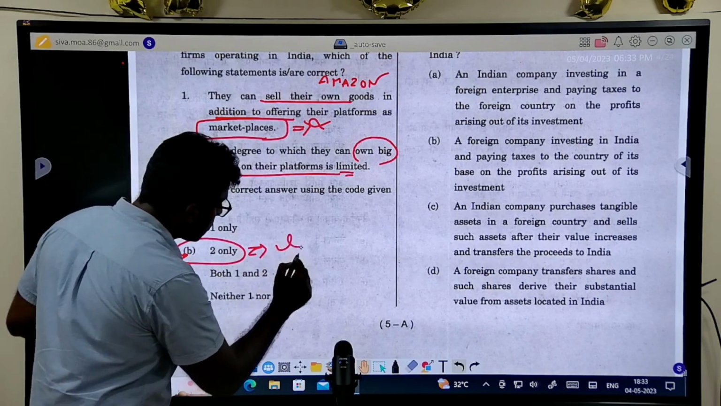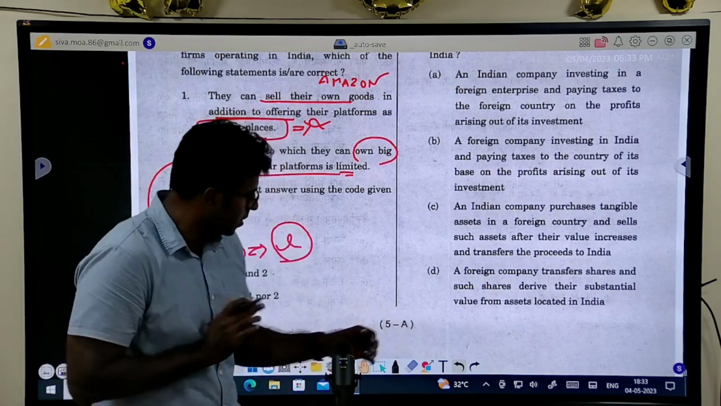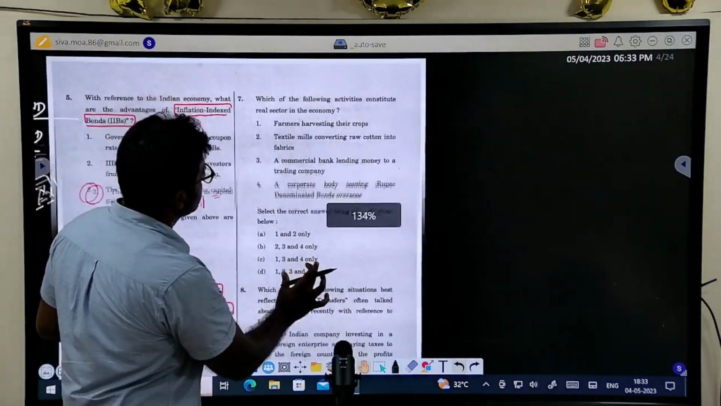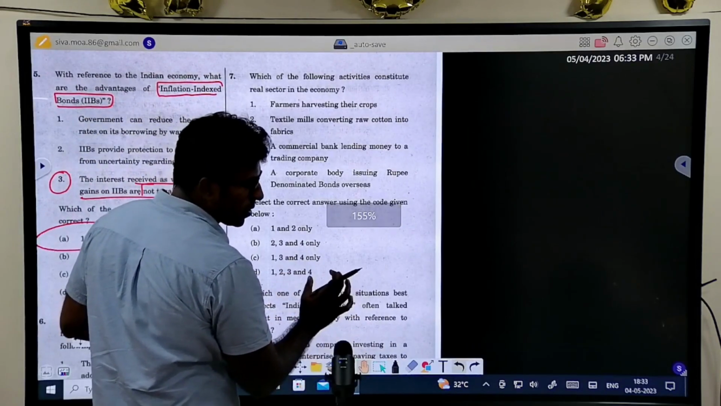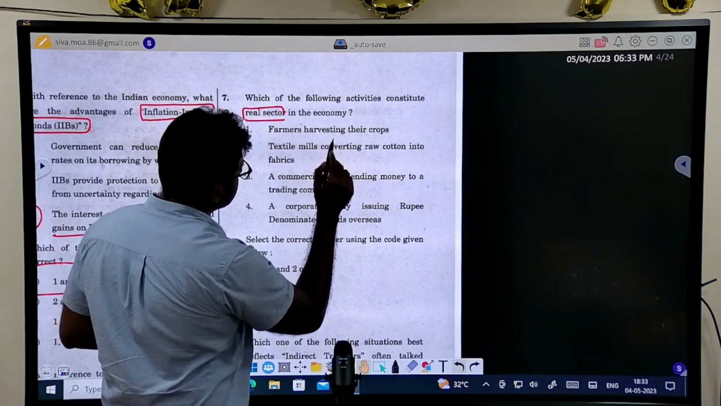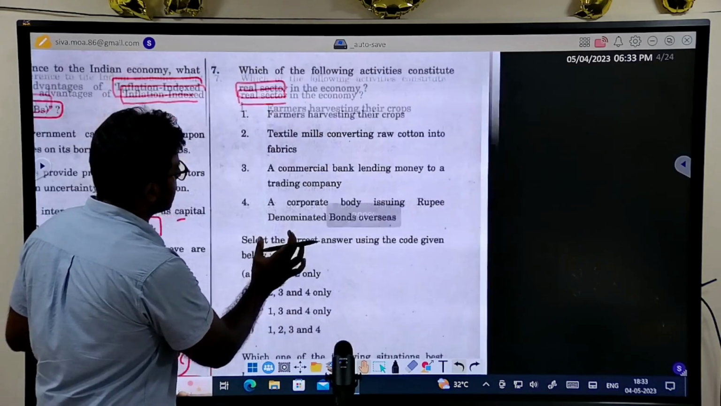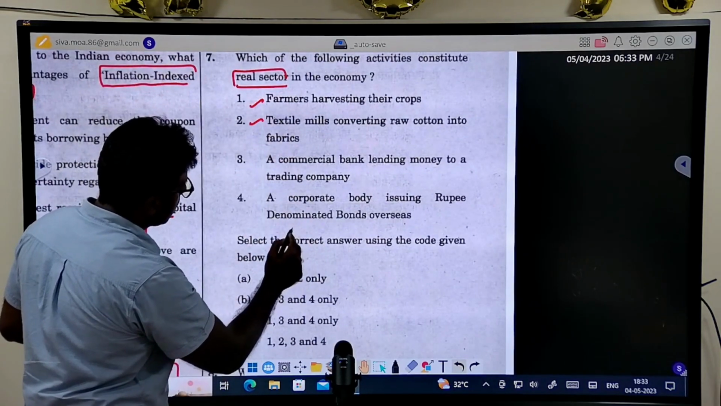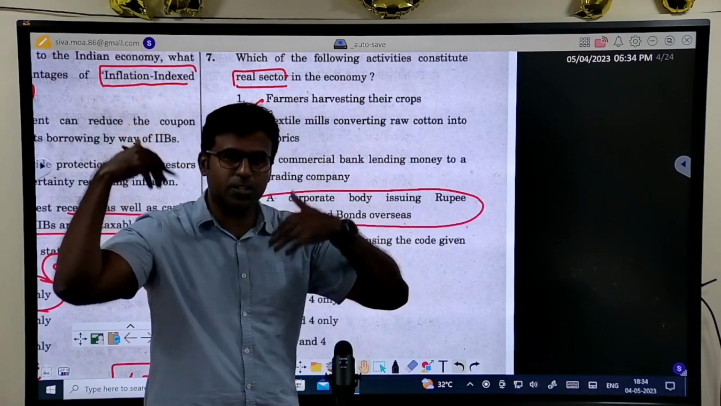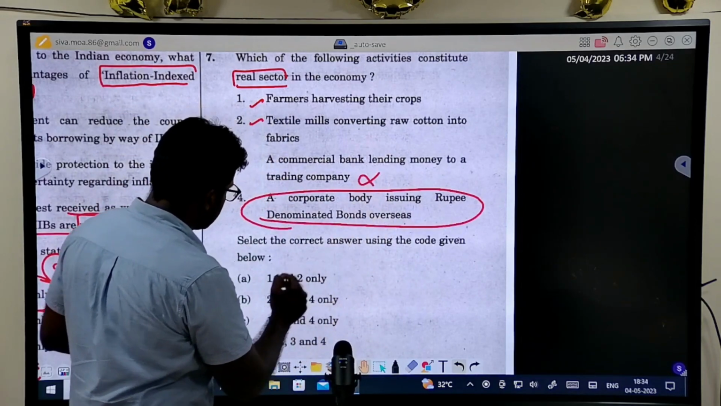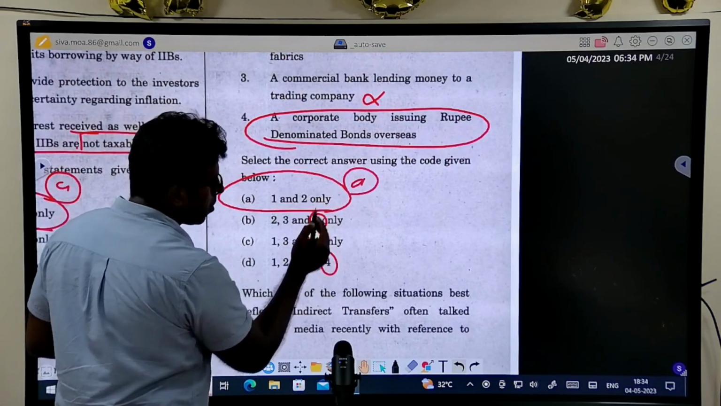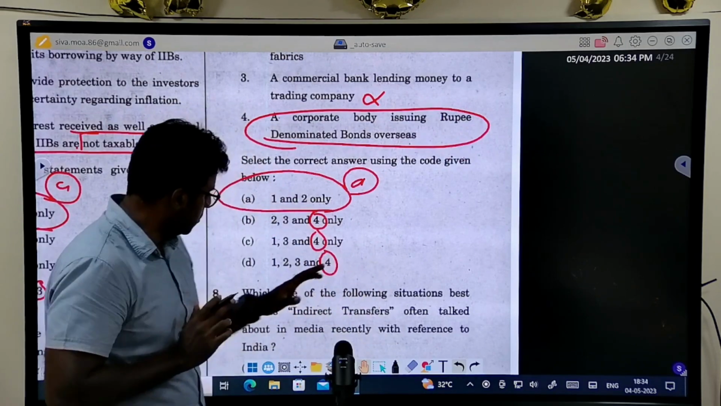This is logic. This is not something current affairs or whatever. I don't go for any of those things. Then the point is here. This is one very simple, nice question. See, you look at this question. Real economy. Yeah, real sector. What does the real sector mean? Real means any farm, textiles, everything. But a corporate body issuing rupee denominated bonds overseas, these are just financial. So this does not come here. You remove this. See, look at this. Answer comes. So you have to know what is real economy.